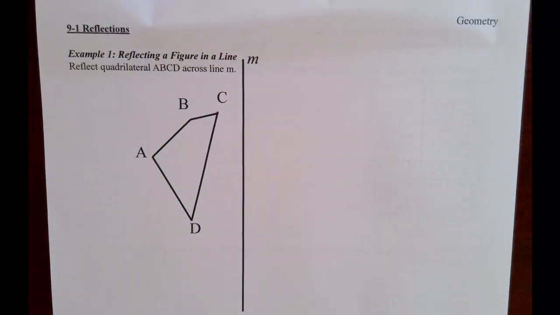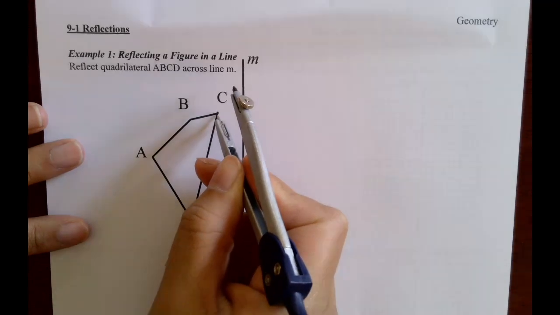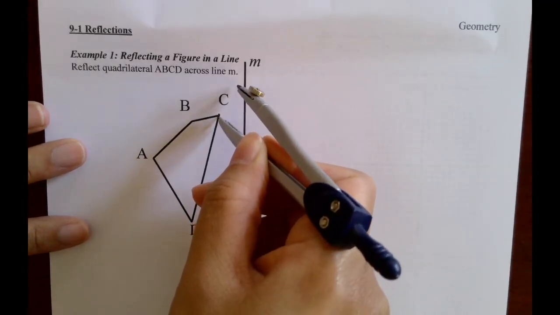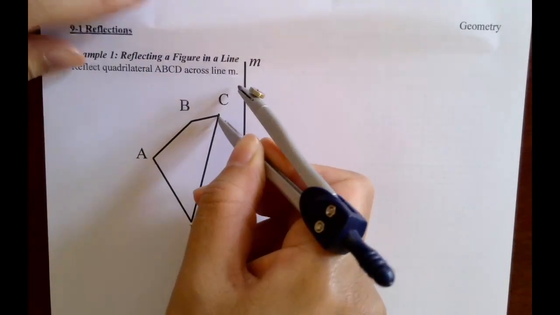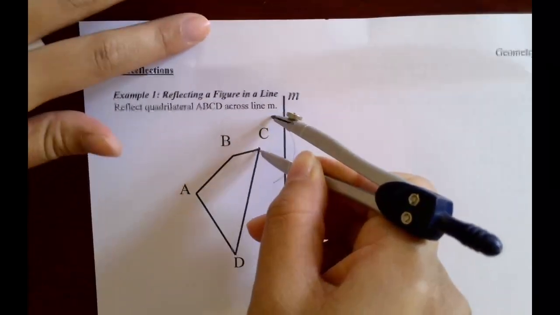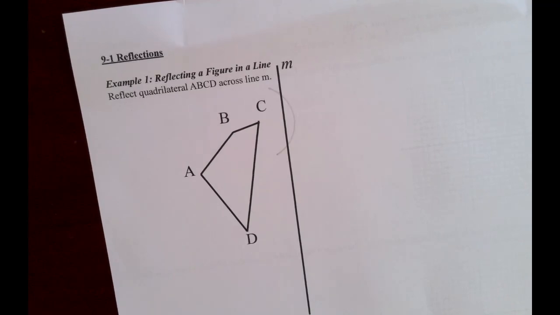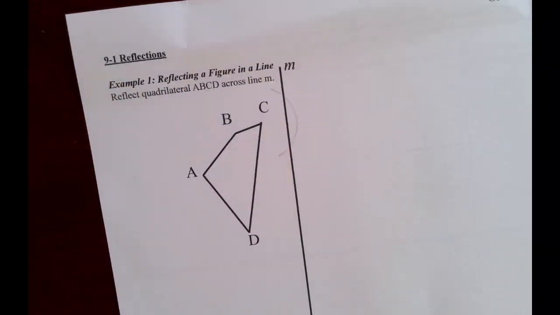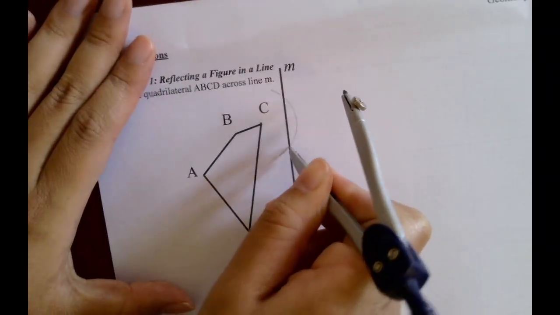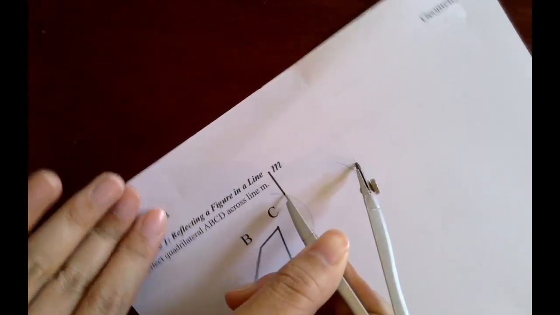I'm going to start with point C. You're going to put your pointy end on point C, and you're just going to cross the line of reflection twice. Okay, so here we go. Then it doesn't matter how big your compass is next. You're going to go to those points of intersection, and I open my compass bigger, and you're going to make two other sets of arcs.